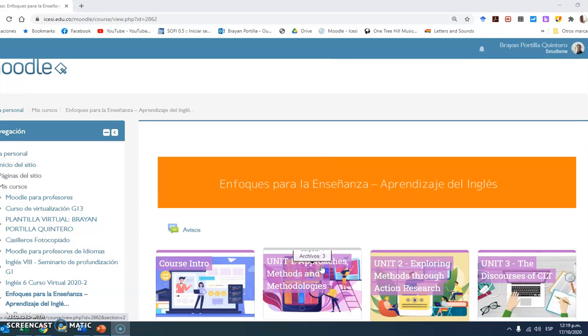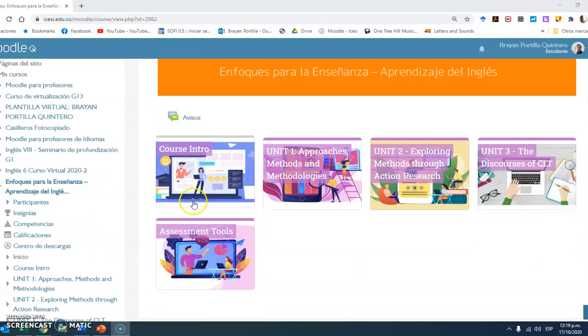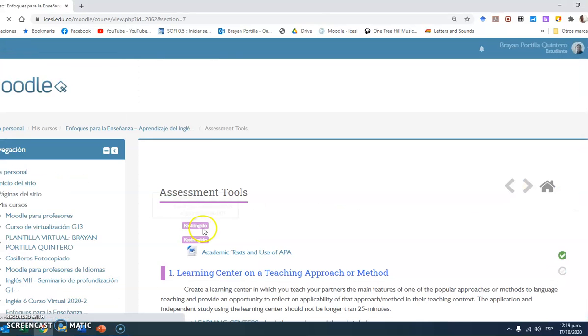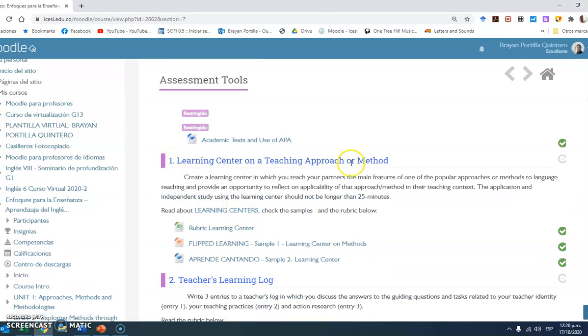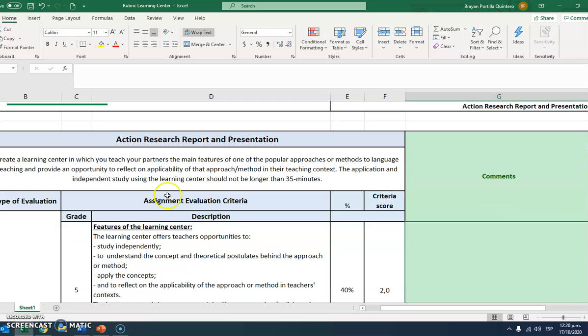The special characteristics of the Learning Center appear in the information provided to you at the beginning of the course, in which we have some literature about learning centers. If you want to get this information, you access your Moodle account, then you go to Assessment Tools, and here you will find that the first assignment is the Learning Center. The rubric will provide a clearer explanation of what you need to do.